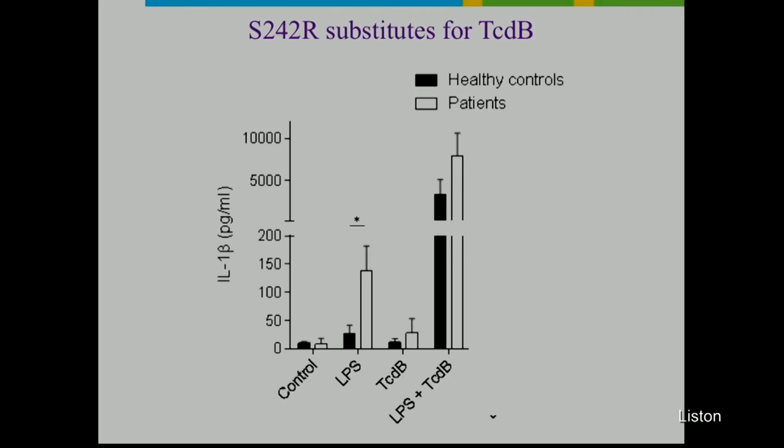Now, if we look at the patients, on the other hand, we see a different phenotype. The patients don't have any spontaneous IL-1 beta production, but all we need to do is add LPS into the system. And now the LPS, which makes the pro-IL-1 beta, is going to be automatically processed into IL-1 beta. So you don't need to have the activation by TcdB. And TcdB itself doesn't do anything further on these cells. So if you're missing that serine residue, then adding TcdB is not enough to have an effect on spontaneous IL-1 beta production.